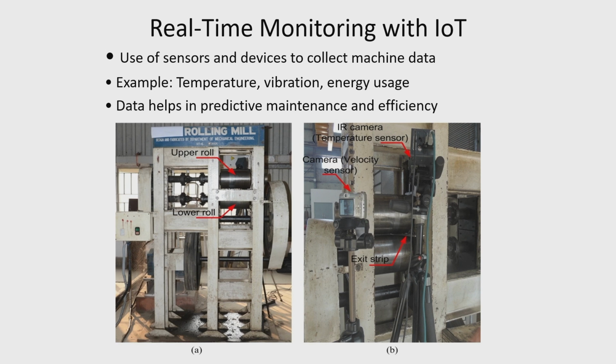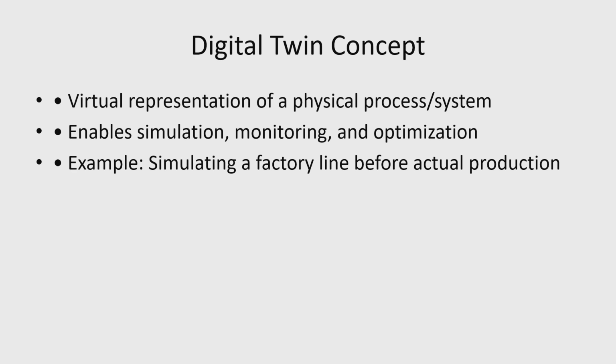So real-time monitoring with IoT can be done. It is basically the use of sensors and devices to collect machine data, for example temperature, vibration, energy use. Data helps in predictive maintenance and efficiency. Say, for example, this is a rolling mill and I can fit a camera here. A thermal imaging camera can be there, that can give the information about the temperature. So many such things can be done.